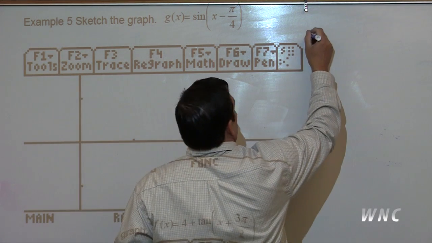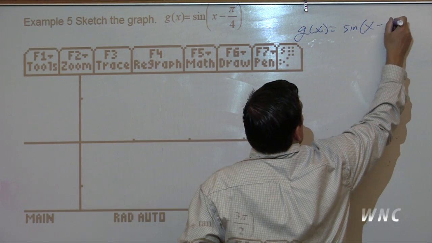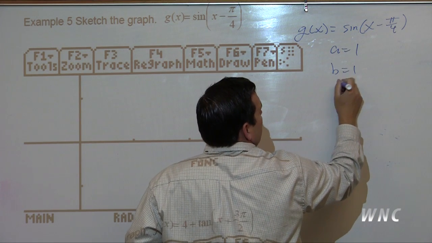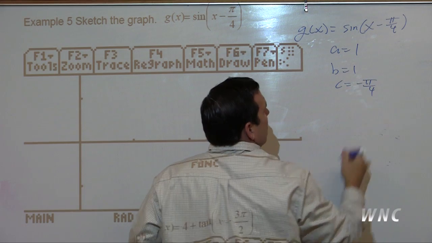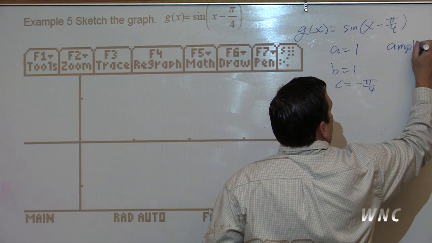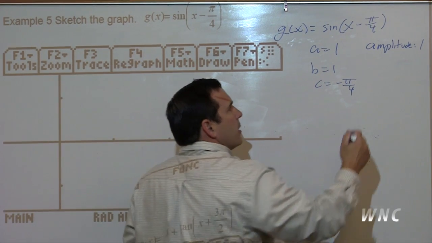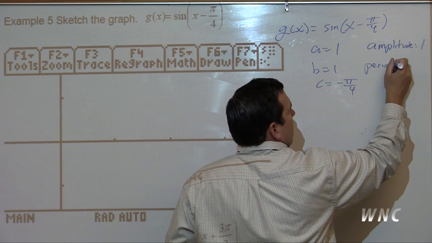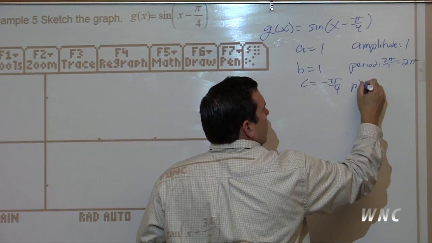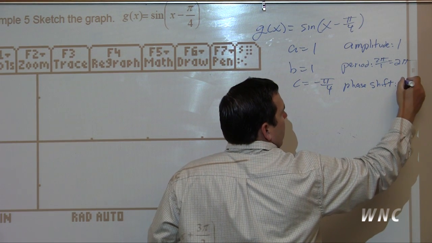So if we look at this, we have, again, g of x, let me rewrite this, is sine of x minus pi over 4. Our a is 1, our b is 1, and our c is negative pi over 4. So the amplitude's not changing. Amplitude's just 1. Our period's not changing. 2 pi over 1 is 2 pi. But our phase shift is going to be pi over 4.